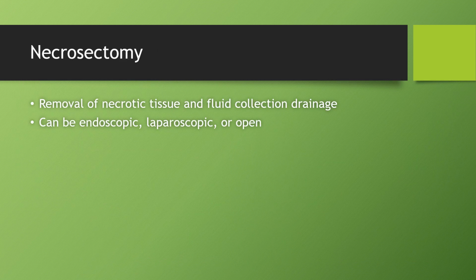So with a necrosectomy, this is done generally in patients with more severe disease. And this is removal of necrotic tissue and fluid collection drainage. This can be done with an endoscope, a laparoscope, or an open surgical procedure. Every once in a while, IR will put a percutaneous drain in one of these things, but generally the GI guys like to go in and do these themselves.